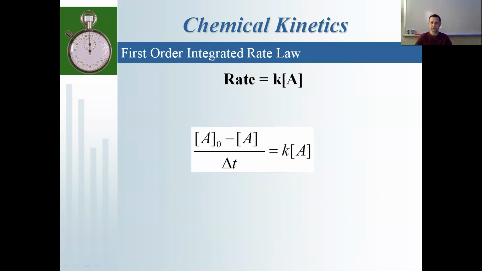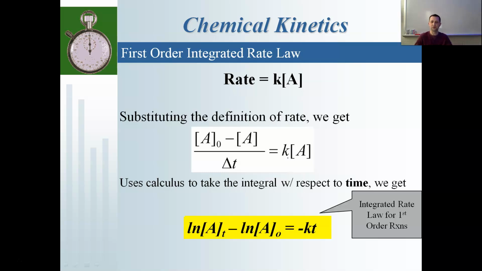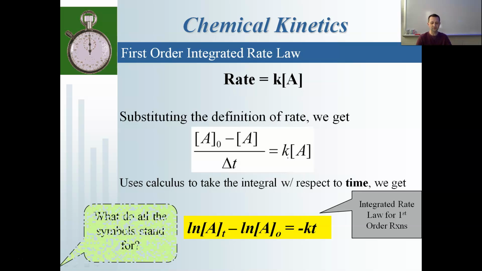So the next one is first order integrated rate law. We'll spend a little bit more time on this one. So our regular rate law for a first order reaction is rate equals k times the concentration of A. So we're going to do the same thing. Let's substitute the definition of rate into that, and we get our change in concentration over time equals k times the concentration of A. Let's take the integral with respect to time, and our integrated rate law for a first order reaction is going to look like this. We have the natural log of [A]t minus the natural log of [A]₀ equals negative kt. So again, what do the symbols stand for? It's the same as before.